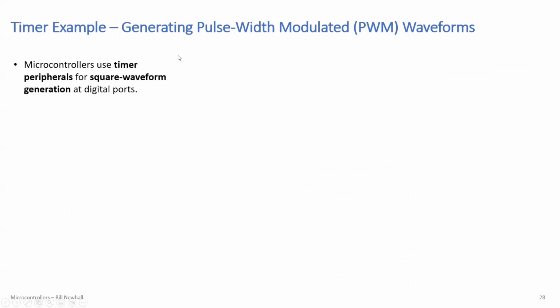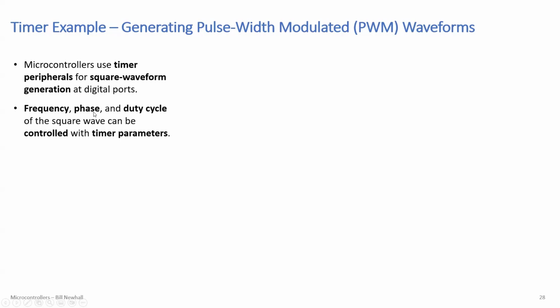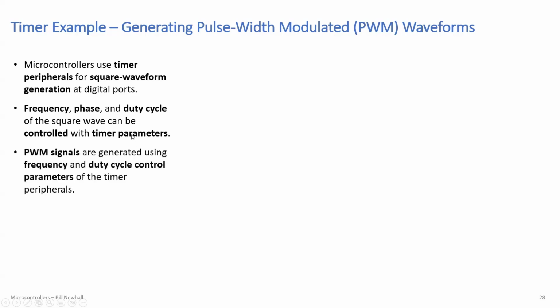So microcontrollers use timer peripherals for square wave generation at digital ports. You can do it other ways, but this is a good way to get an accurately timed square wave or rectangular wave. So frequency, phase, and duty cycle of the square wave can be controlled with those timer parameters. You have that timer control, peripheral control that sets different values in memory or in registers and controls the timer, and I'll show you some examples.